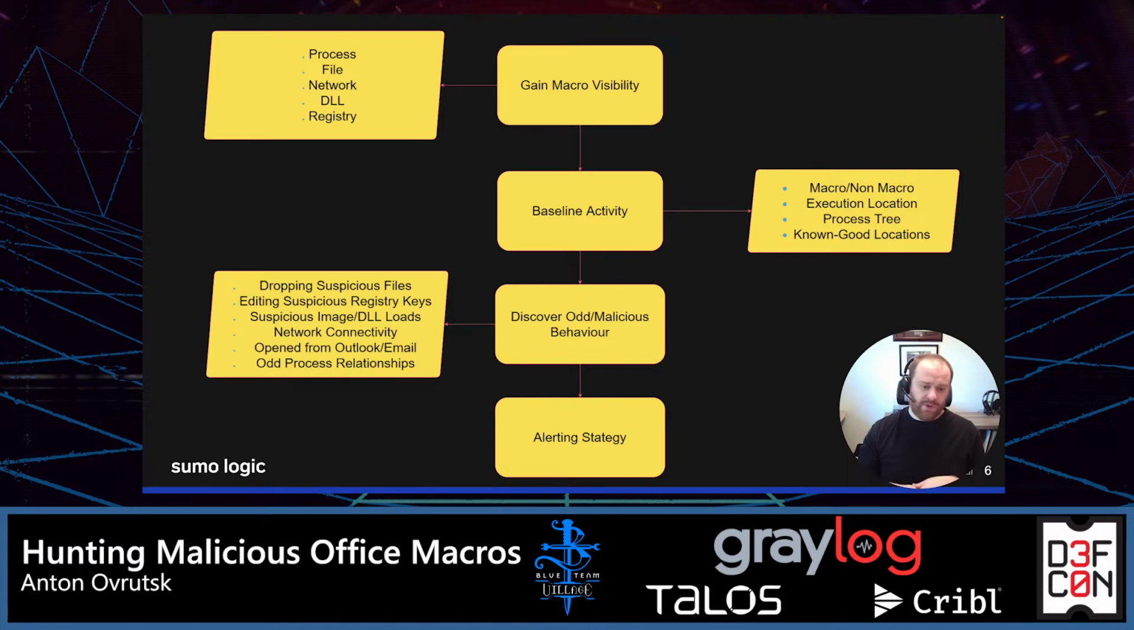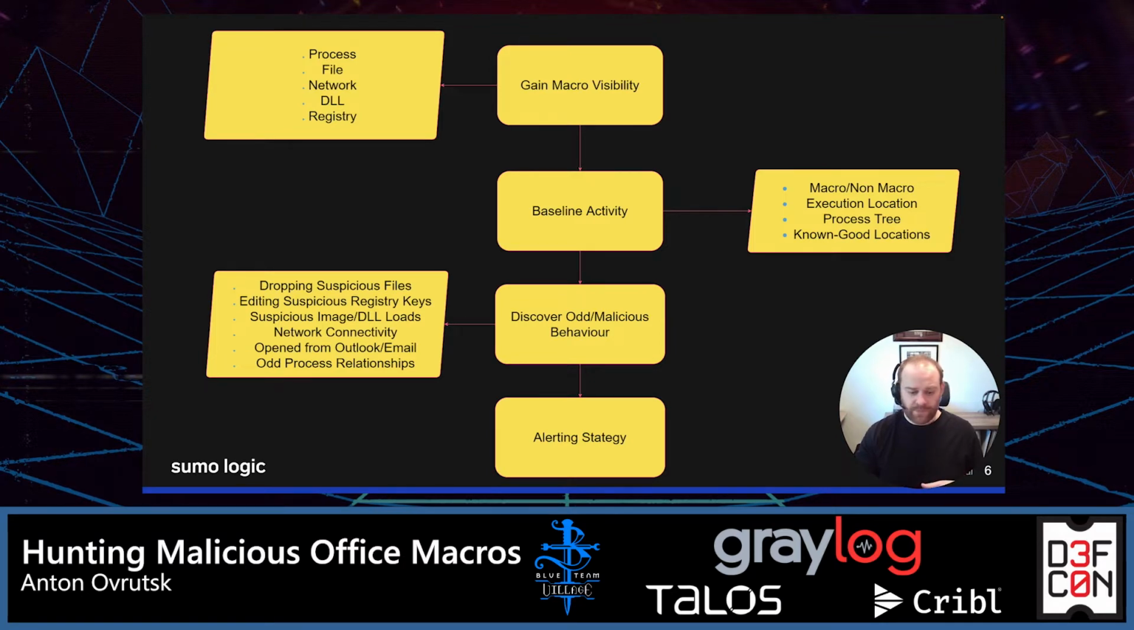So the next step after gaining some visibility into macro executions, and by visibility, what I mean here is endpoint level telemetry, so process, file, network, DLL, and registry events of that nature. We want to use those events to baseline macro behavior to understand more holistically how macros are behaving in the environment. That's what I mean by baselining. It means things like process trees, known good locations, where macros are executing from, what they're doing. After you've gained some visibility and have started to baseline the behavior in your environment, you can then start to hunt for or alert on suspicious activity. This could mean dropping of a suspicious file, editing suspicious registry keys, Office binaries connecting to odd URLs, or abnormal process trees.